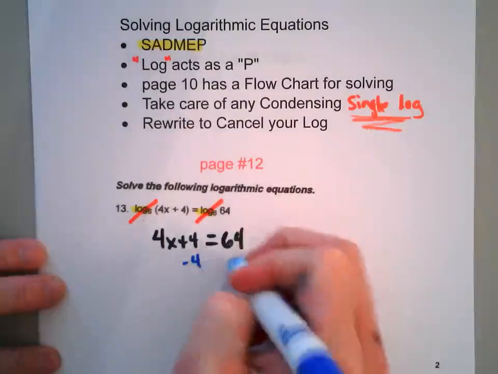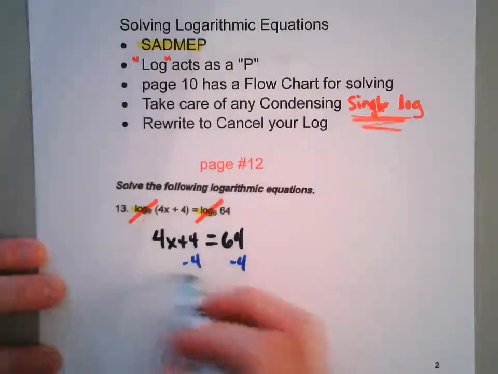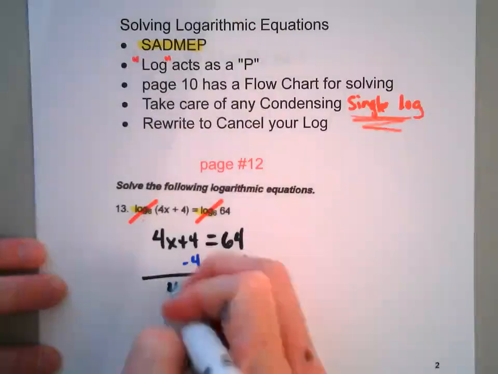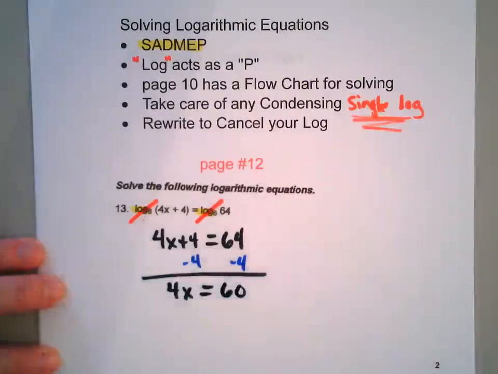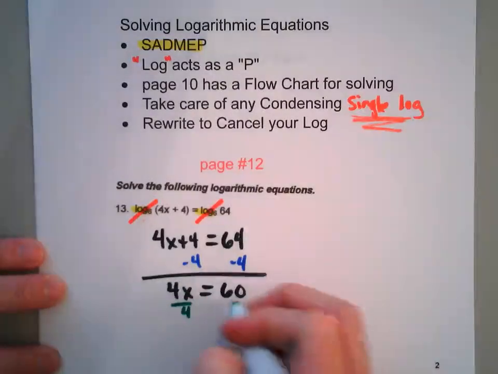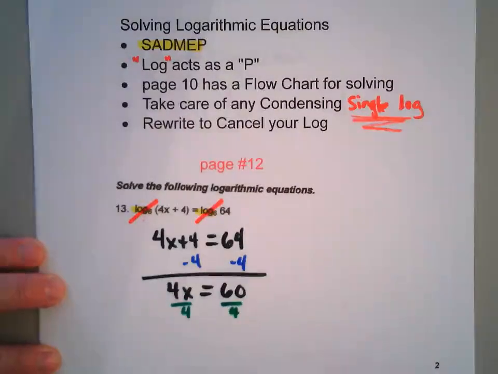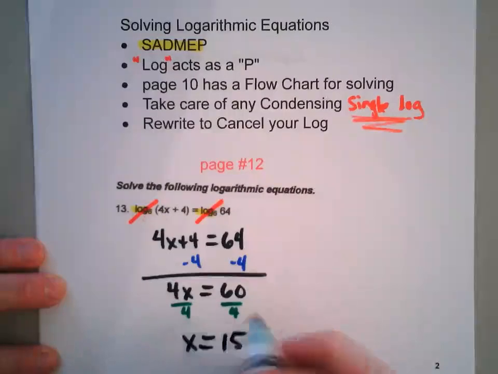Subtract the 4. 4x equals 60. We'll do a little division, and x will equal 15.